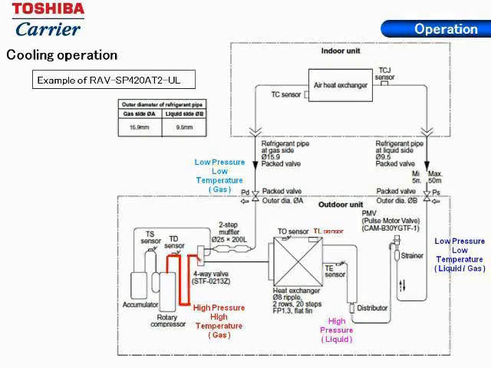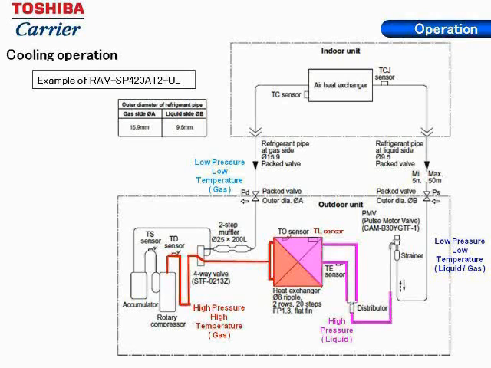As this high temperature, high pressure gas travels through to our condenser coil, air is pulled across the coil, removing heat from the refrigerant, allowing the refrigerant to cool to the point that it condenses back into a liquid. This process is called the subcooling process. The refrigerant will leave the condenser coil as a high pressure, high temperature liquid. This liquid will then travel on to our metering device.